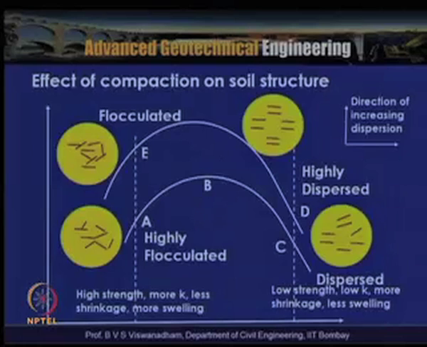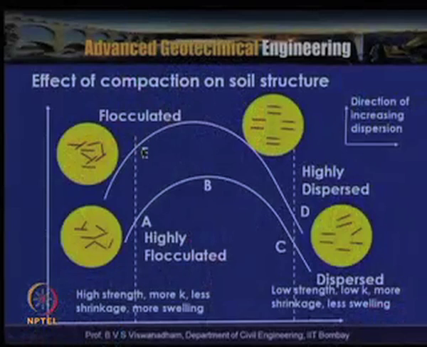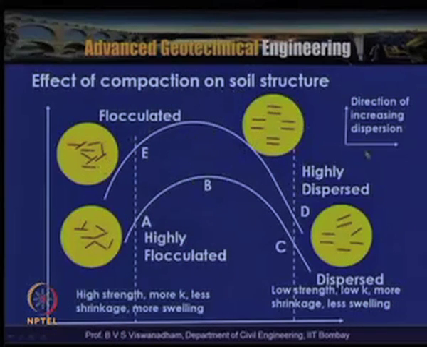So, whether to compact on the dry side of optimum or the wet side of optimum depends upon the type of application. Suppose you want to compact the soil for a subgrade, then it is preferable to compact it on the dry side of optimum so that high strength can be achieved. In case we are constructing a barrier to prevent ingress of any permeant, then it is advisable to compact on the wet side of optimum so that low permeability can be achieved. In the case of modified compaction also, you have a similar status. The direction of increasing dispersion is somewhere in this direction.